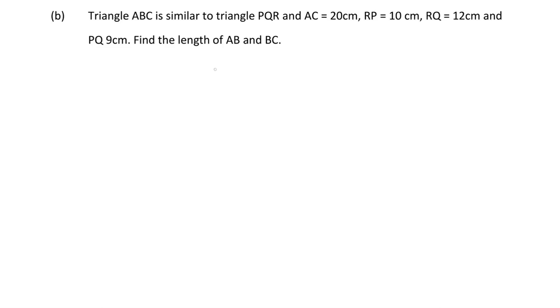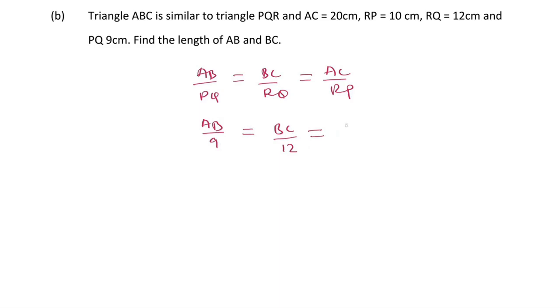Okay, we have to recall that from similar figures, their corresponding sides must be proportional, meaning they must have a constant ratio. So here we can say that AB over PQ equals BC over RQ and also equals AC over RP. Let us now substitute the given values. Then we are having AB over 9 equals BC over 12, which equals 20 over 10.